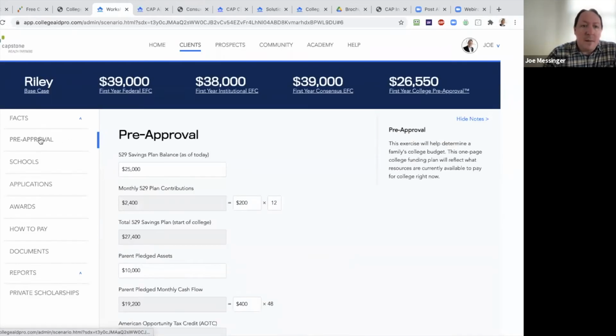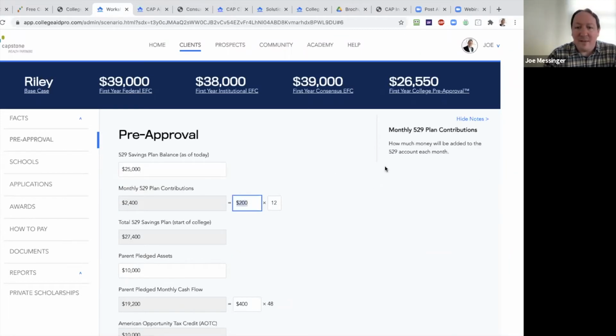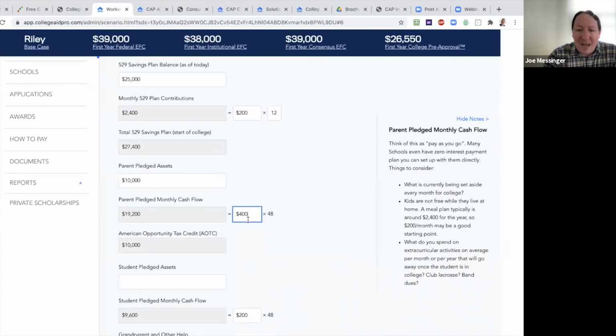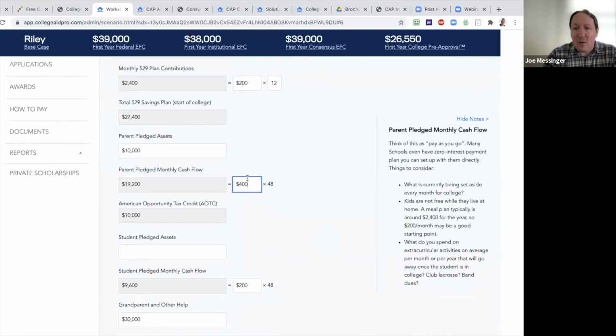So pre-approval. The good news is there's prompts for everything along the way. If you look down this right tab, what do you have in 529s? What are you contributing each month? And then what are we going to have total? Do you have any other assets? Let's talk about cash flow. How much can you cash flow towards college? Critical part for most families. $400 a month doesn't sound like much, but over 48 months, it's 20,000 bucks.